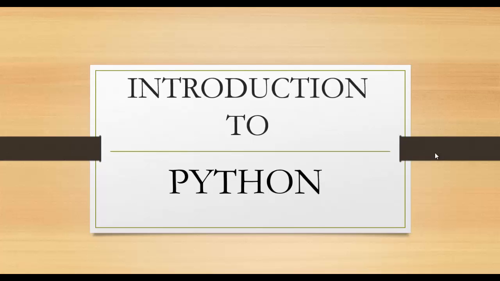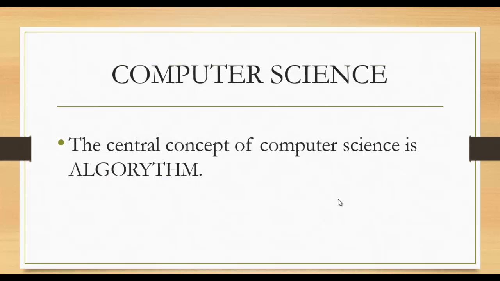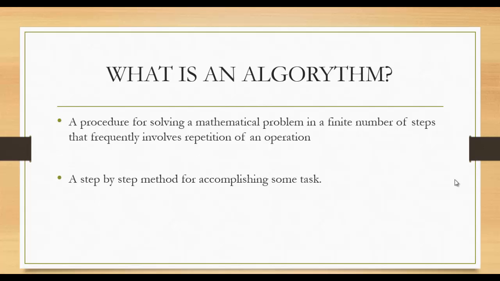First, we should take a look at what is computer science. The central concept of computer science is the algorithm. Computer science is based on algorithms. What is an algorithm? An algorithm is a procedure for solving a mathematical problem in a finite number of steps that frequently involves repetition of an operation.